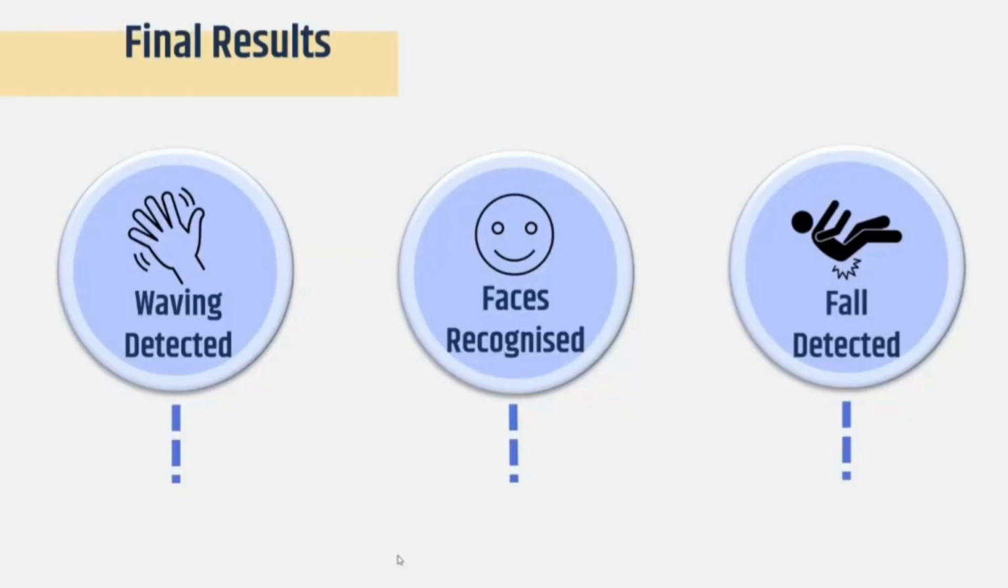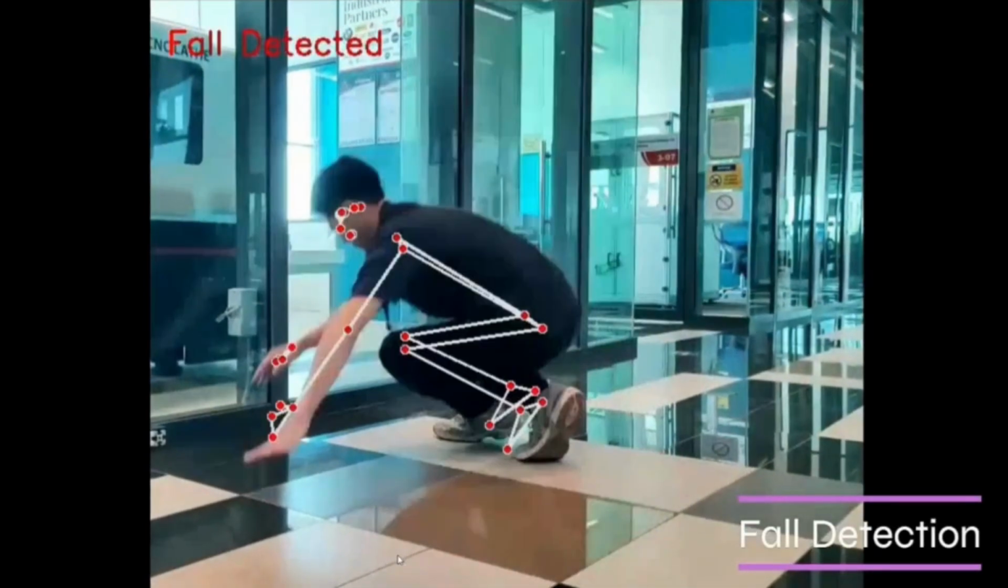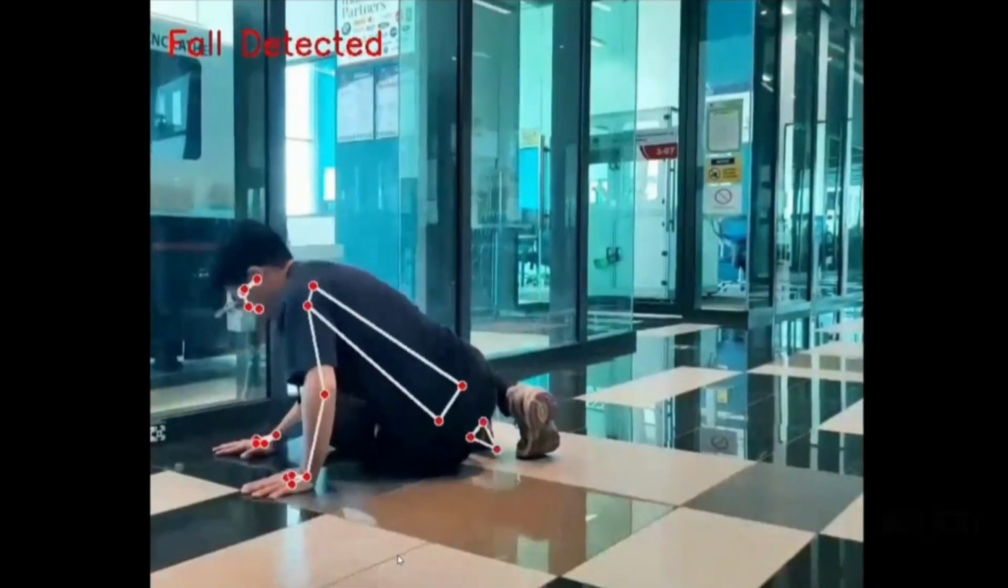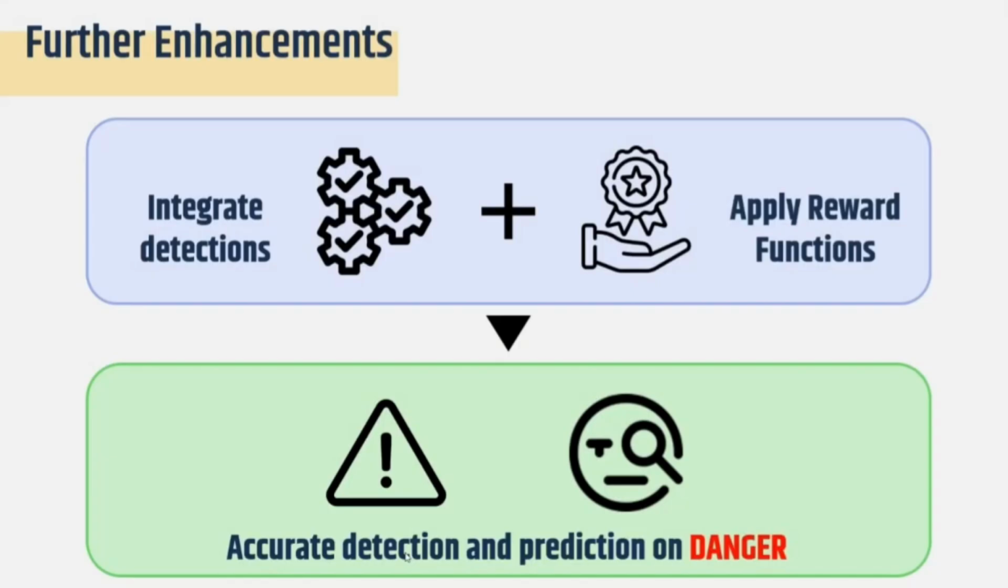Last but not least is the fall detection. As you can see here, whenever the person has fallen, the program can accurately and immediately detect it. The three detections that I have mentioned serve as the basic danger detections.